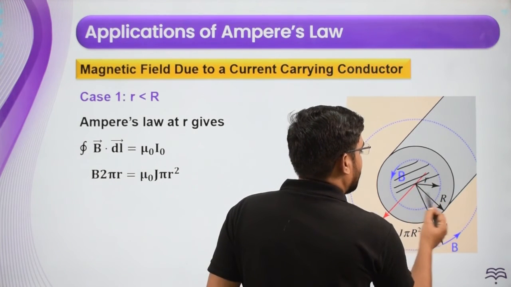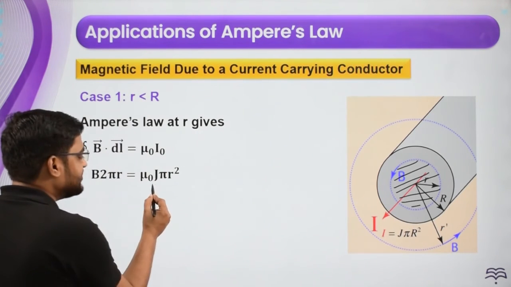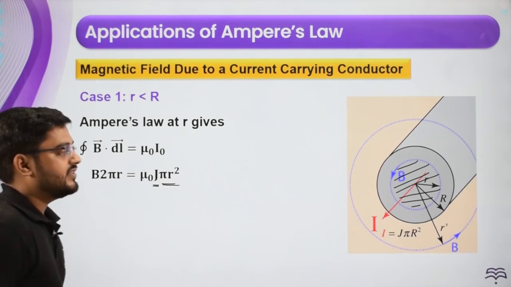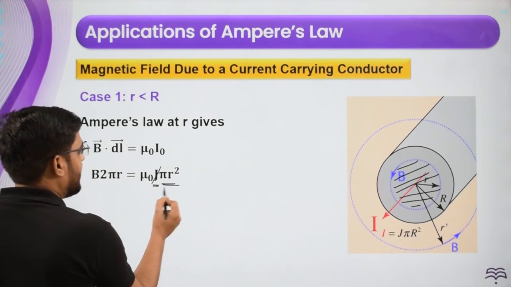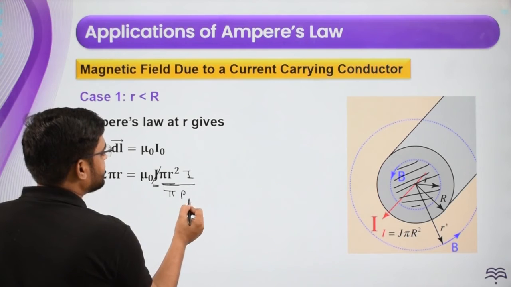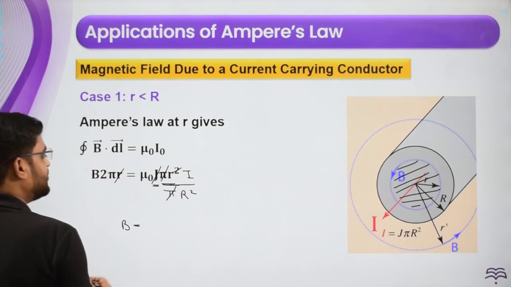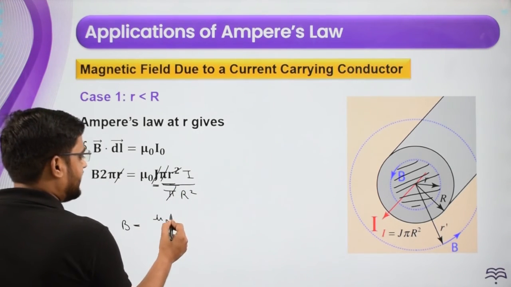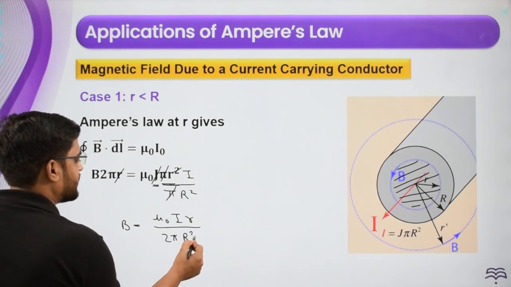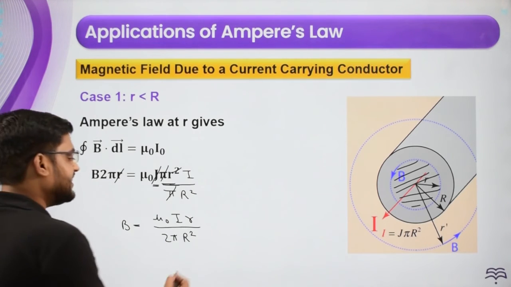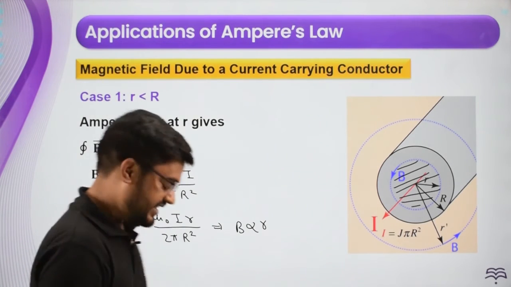And how much is that? The current passing through the Amperian loop is current density J into area, that is current per unit area into the required area. Now I know that J is I by pi R square. So if I put J as I by pi capital R square, and cancel this out, and this r is cancelled, I get an expression for B: this 2 pi goes in the denominator, mu naught I r upon 2 pi capital R square. So that's the expression for magnetic field, and here we can see that B is directly proportional to r. The farther away you go, the magnetic field increases in magnitude.